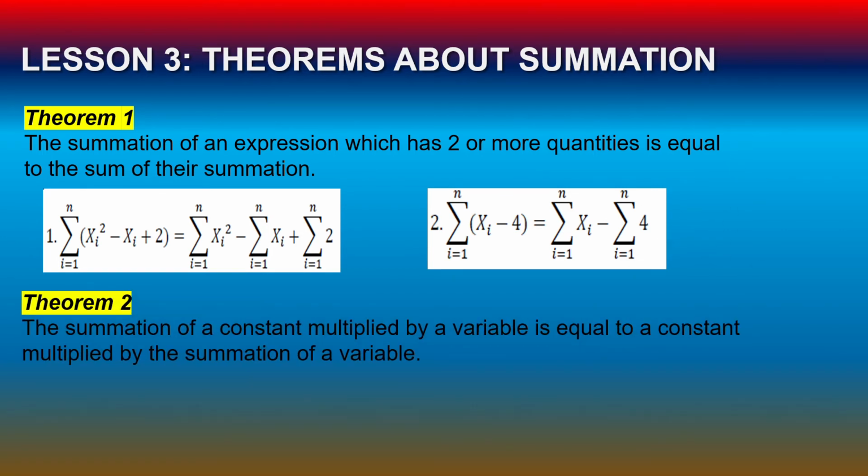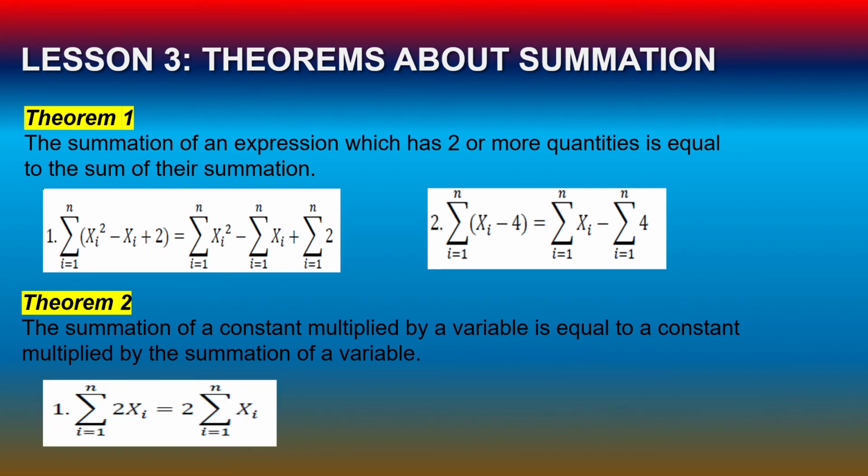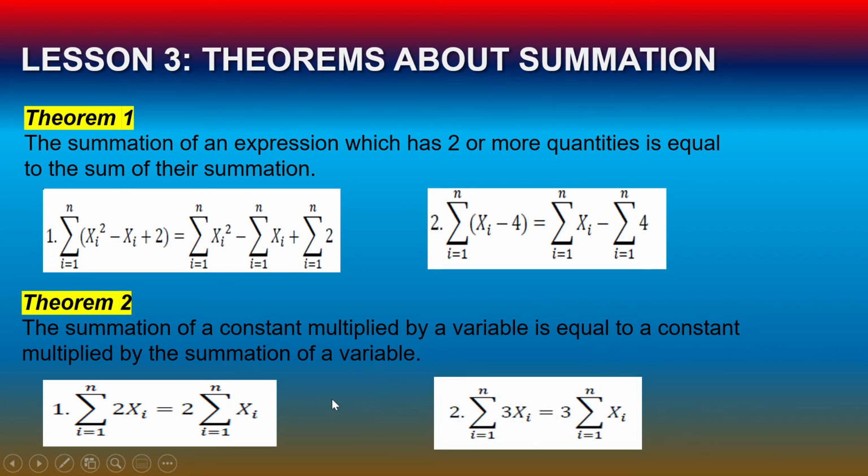Theorem 2. The summation of a constant multiplied by a variable is equal to the constant multiplied by the summation of variable. So, ayan. Ito. So, halimbawa, meron tayo nito, 2x sub I. So, pwede rin ilalabas natin si 2, and then yung summation given dito, pagka sinob mo, ay equal din siya sa solution natin. So, ibig sabihin, i-add muna natin to and then multiply it by the constant. So, later, I'll be giving more examples.